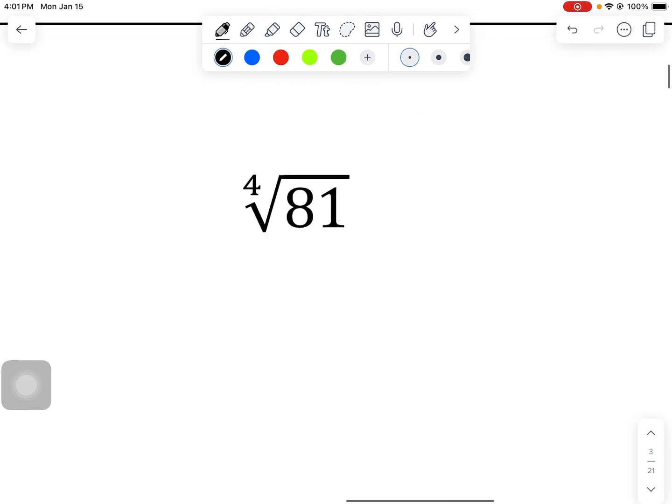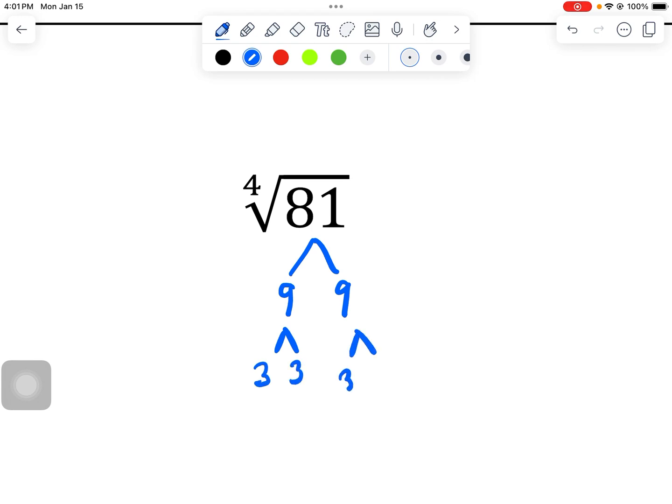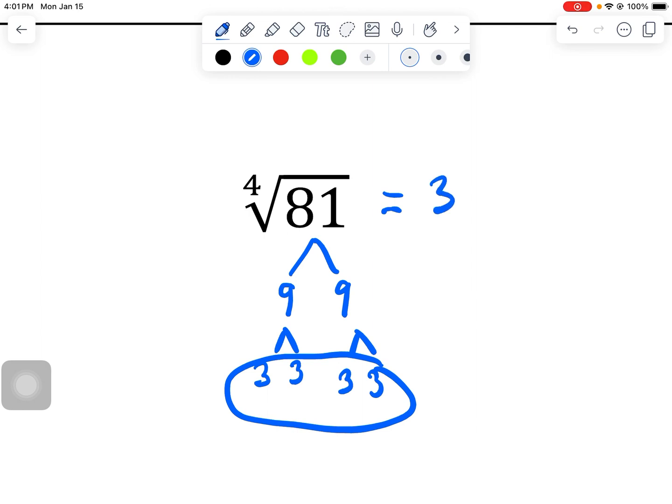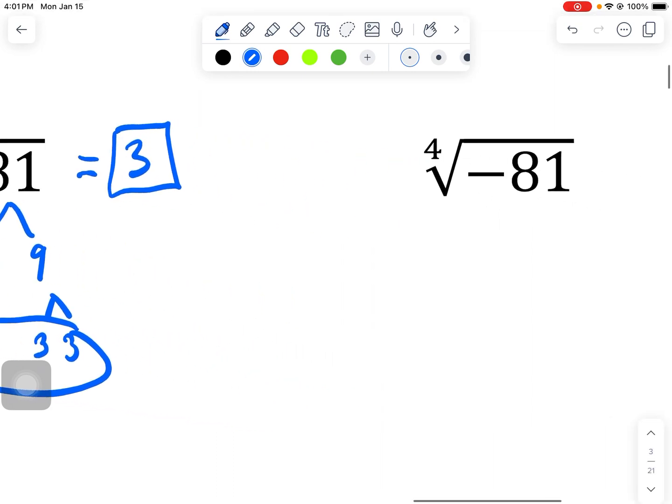Okay, now we're getting into that situation where it's just a plain number. Hopefully this one breaks down perfectly. 81 breaks into 9 and 9, 3 and 3, 3 and 3. Boom. Perfect group of 3. So we get just an answer of 3. That whole thing, the fourth root of 81 is 3. So that's our final answer.